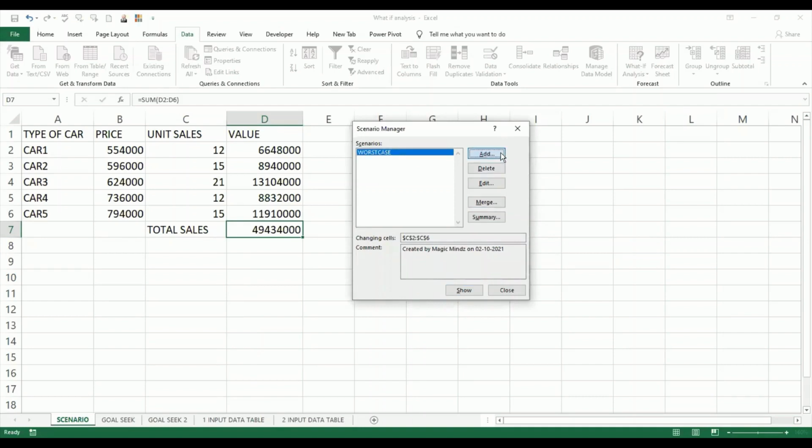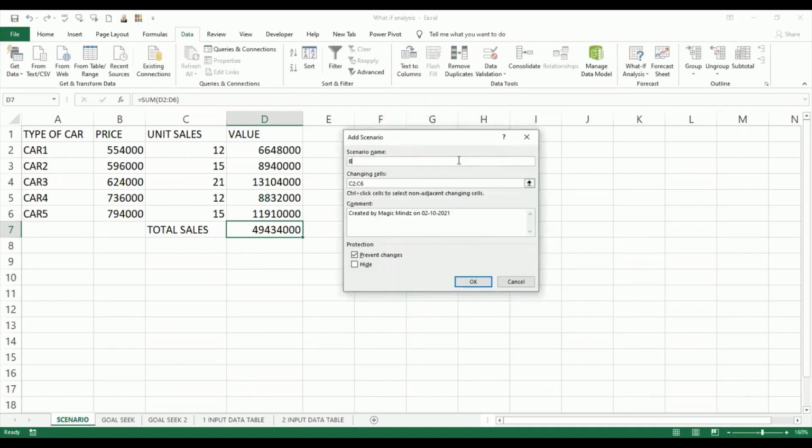Same way I go to add and I say, now I have to create the best case scenario. So I put best case in this case over here. Again, I've got changing cells C2 to C6. That's the same changing cells that I need.